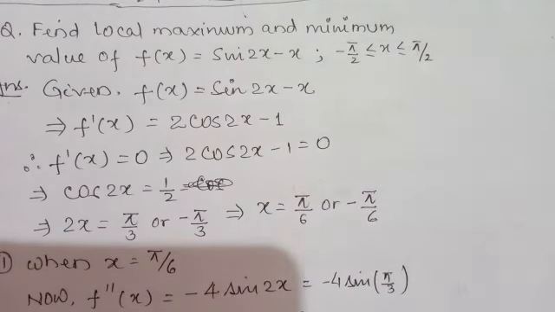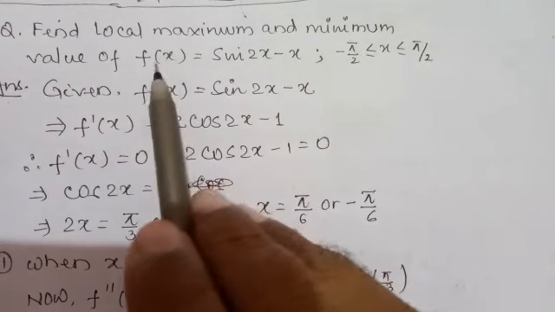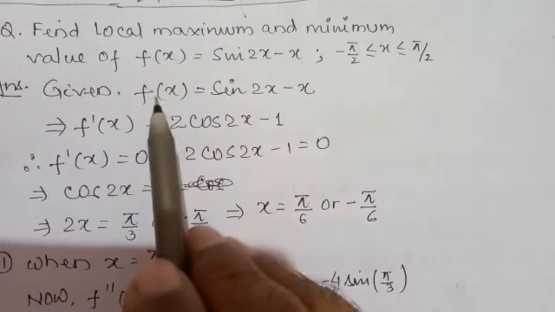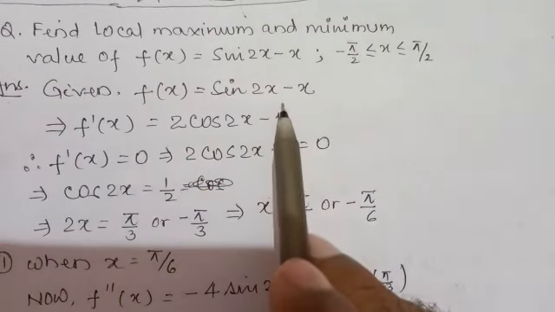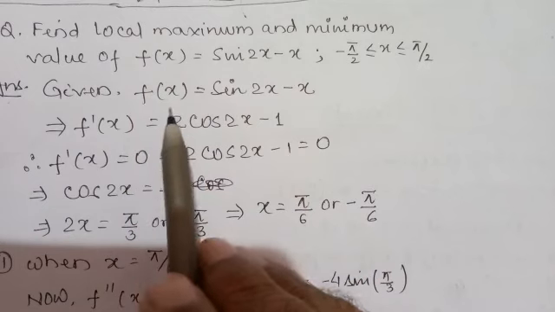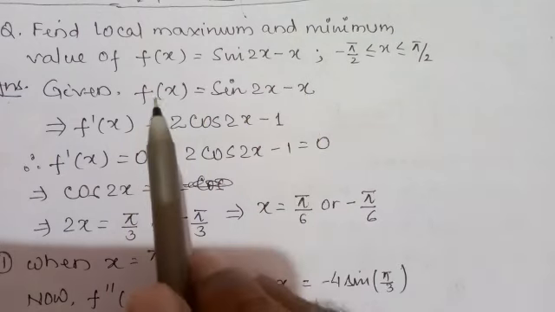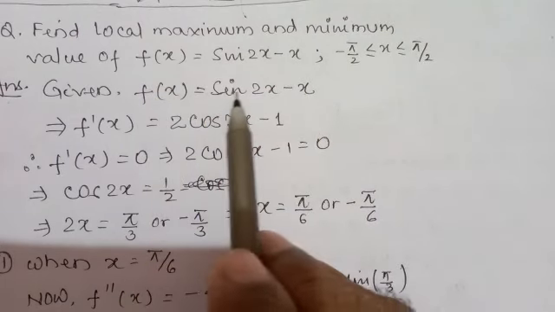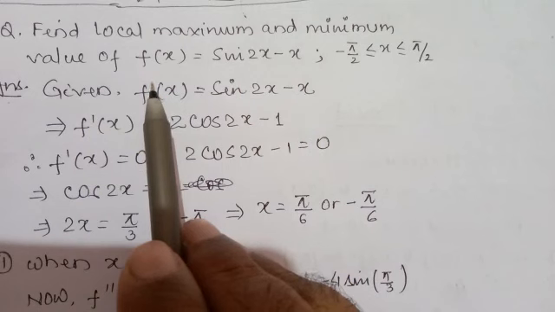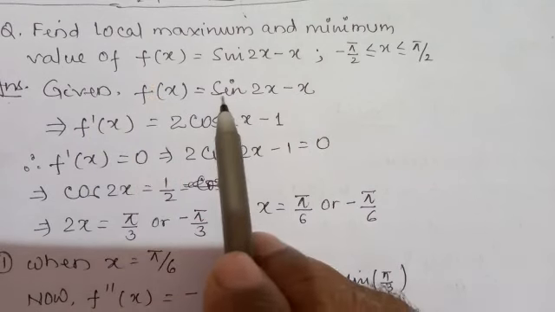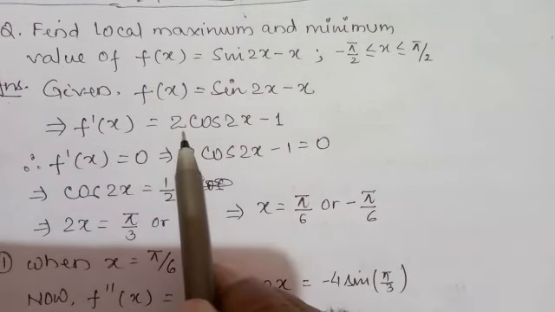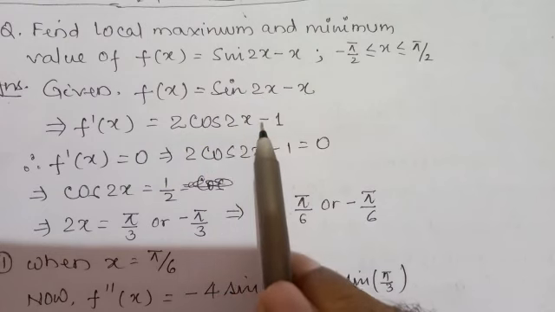So start with the second derivative test, stepwise. Here you may consider it as y or you may take it as f(x). So f(x) is equal to sin 2x minus x. In the next step we have to differentiate it with respect to x. So f dash x, the differentiation of sin 2x, will be 2 cos 2x minus 1.